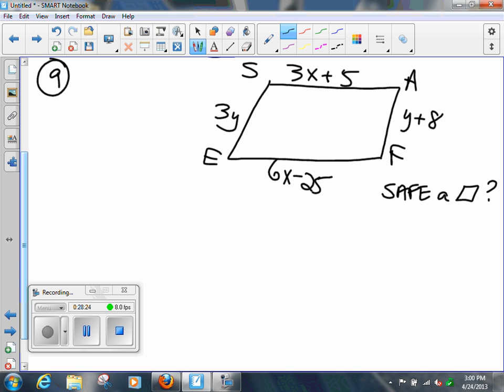How can I make that figure a parallelogram? What do I need to have true? Be more specific. I need to set my opposite sides congruent. So that means 3y is going to be equal to y plus 8. That's the name of the figure, S-A-F-E.